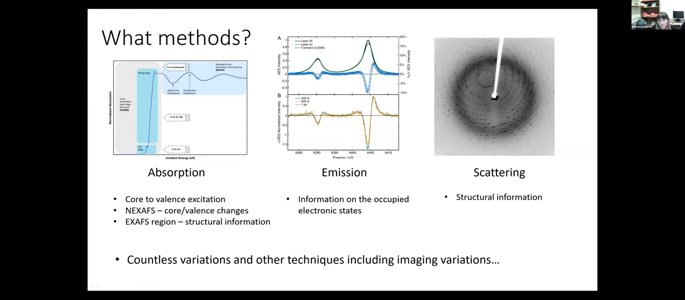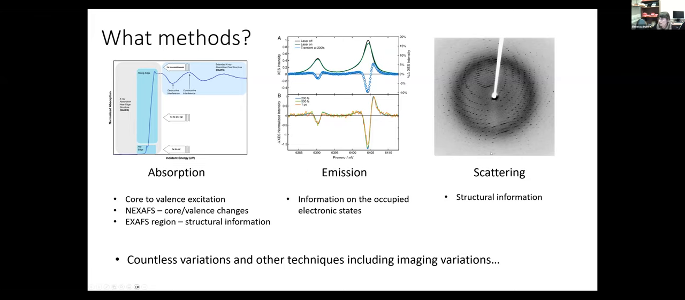That's the family of XFEL methods. And people are doing these techniques time resolved now at X-ray free electron lasers, so this is no longer restricted to static synchrotron measurements. Then we have the family of X-ray emission methods. This might be looking at X-ray fluorescence, which is common for the hard X-ray techniques, but it might also be looking at ejection of photoelectrons. And emission methods are great because they tell you something about the behavior of your occupied electronic levels.